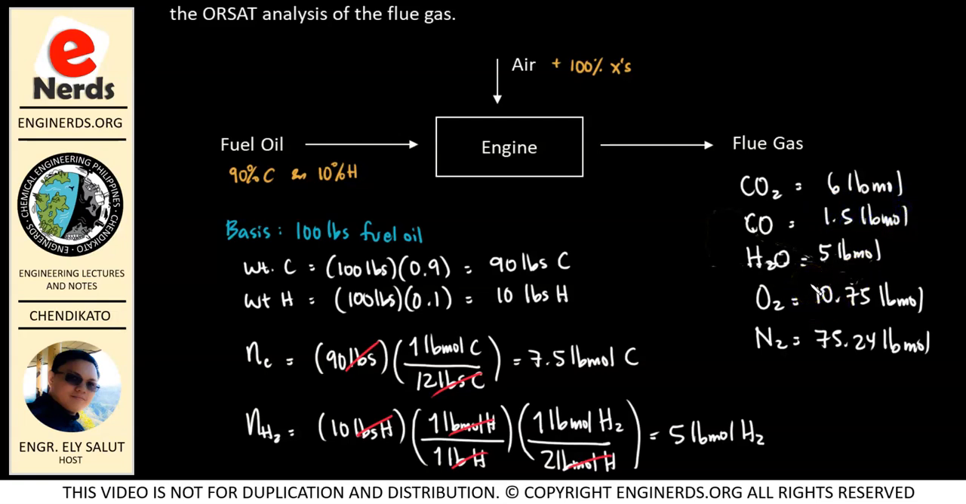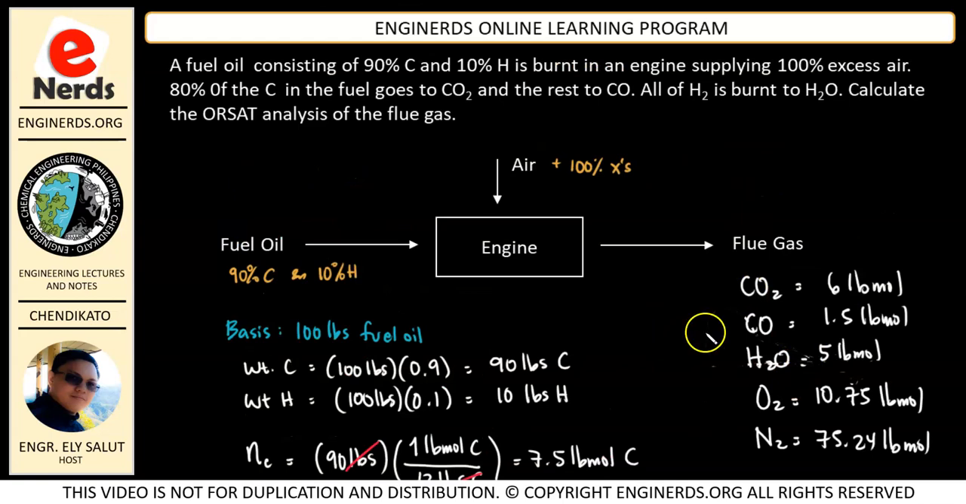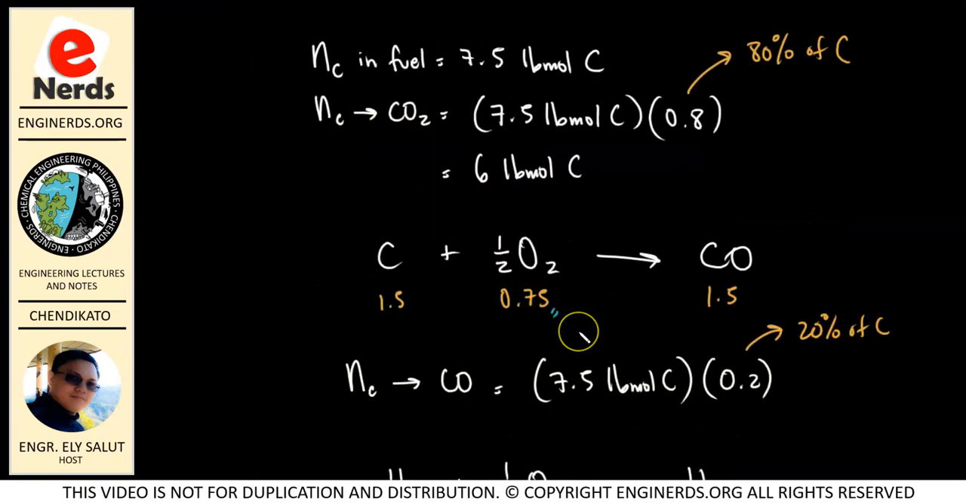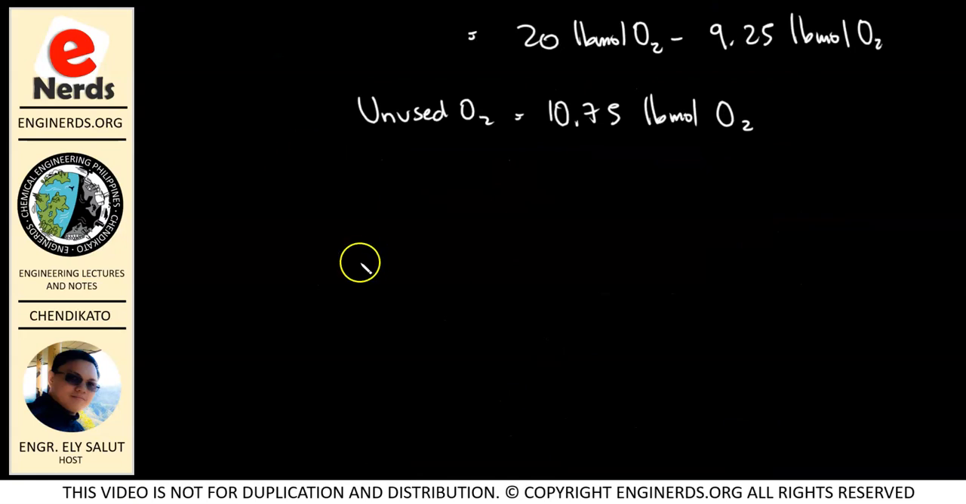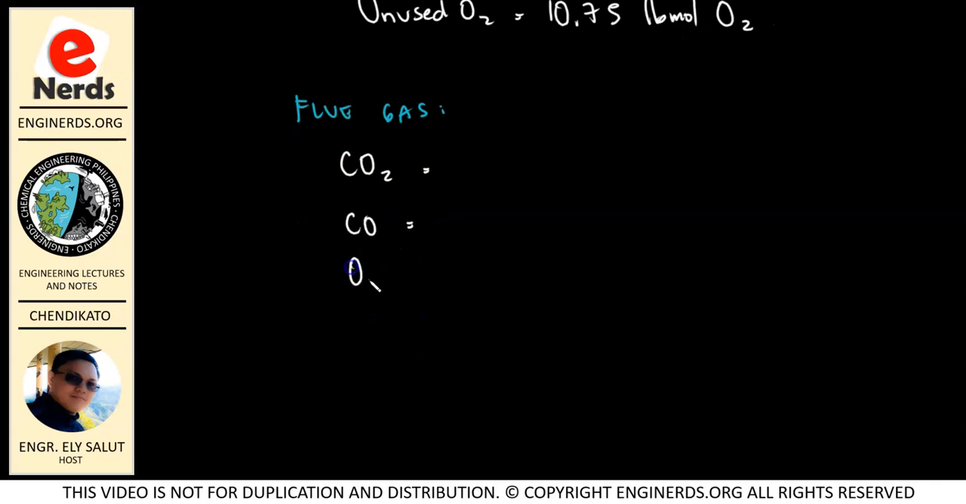Now, ang kailangan nating makuha is yung ORSAT analysis natin, ano? So, let me write this again sa ibaba. Okay? Kasi doon natin i-calculate dahil medyo kapos na tayo sa space dito, no? So, our flue gas analysis is this one. So, we have, okay, so our flue gas is composed of the following, no? So, ito yung mga lumabas sa flue gas natin. We have CO2, we have CO, we have unused O2, we have N2, and then we have water.